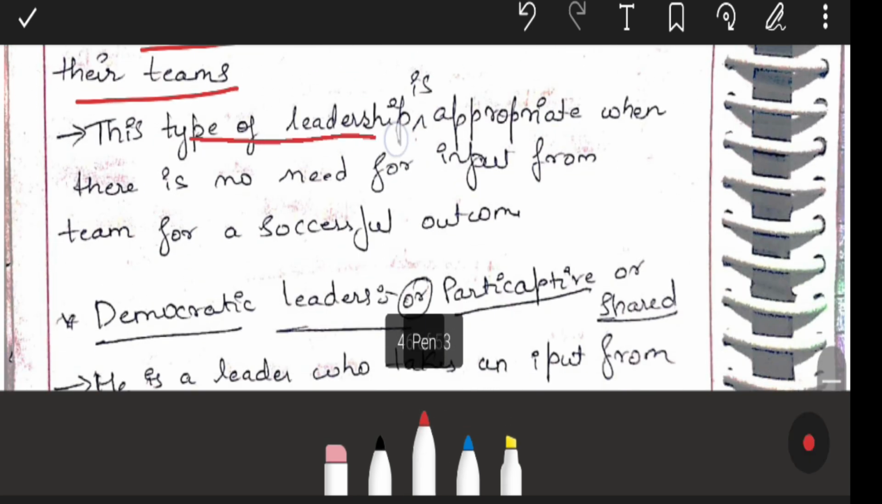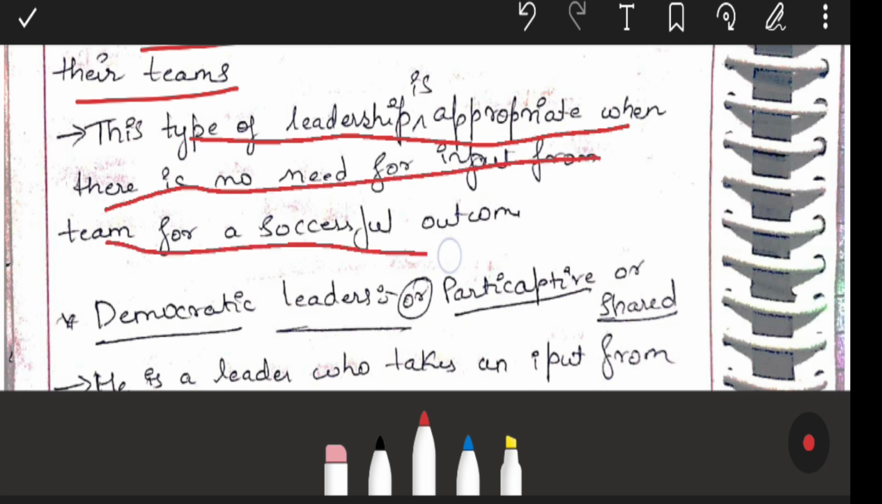This type of leadership is appropriate when there is no need of input from the team.